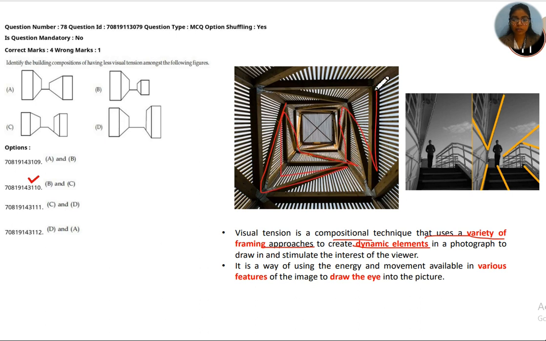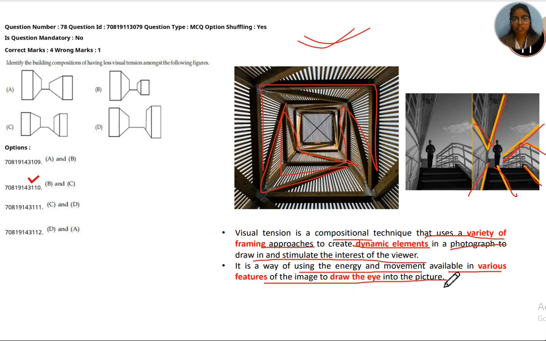This framing is what we are talking about, to create a dynamic element. The element creates a somewhat dynamic kind of element in a photograph to draw in and stimulate the interest of the viewer. See, this figure seems interesting to you because of its framing kind of structure. It is drawing your attention. Look into this image. It indicates visual tension, drawing your attention. Okay, it is the way of using the energy and movement available in various features of the image to draw the eye into the picture.